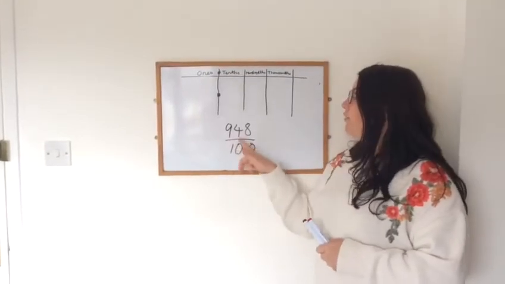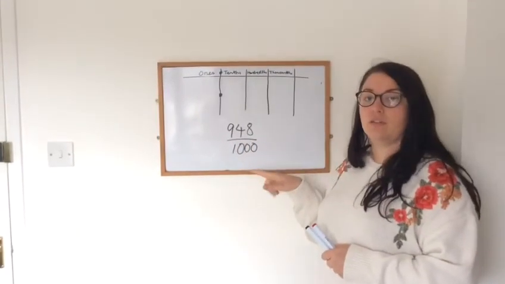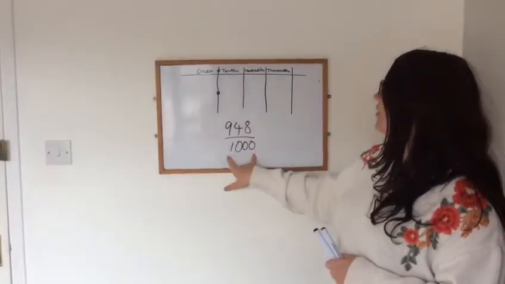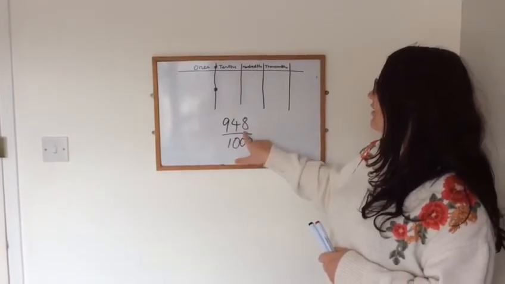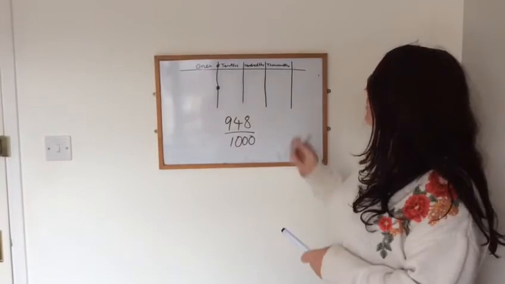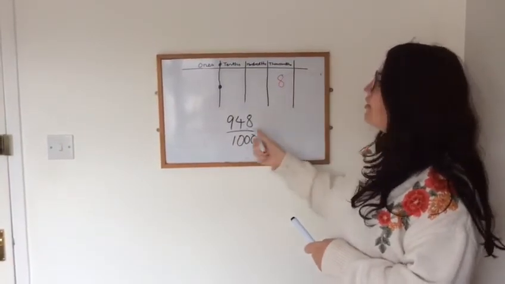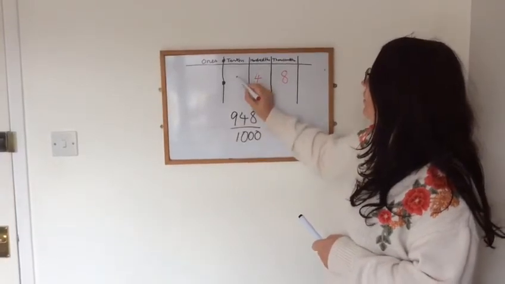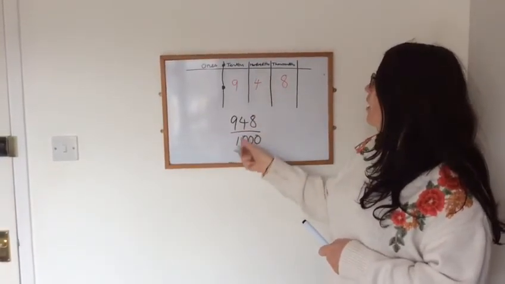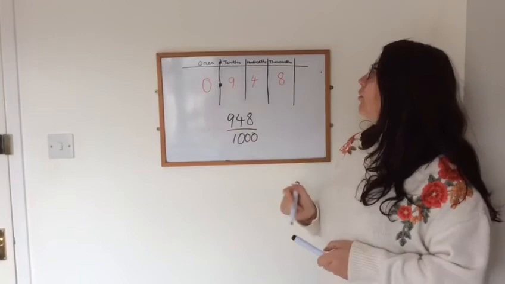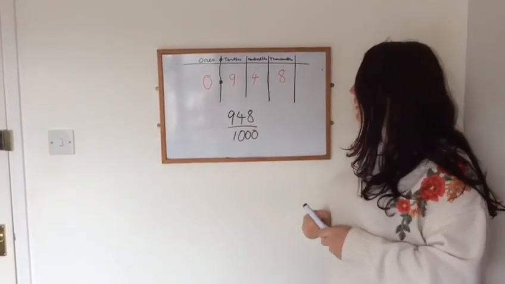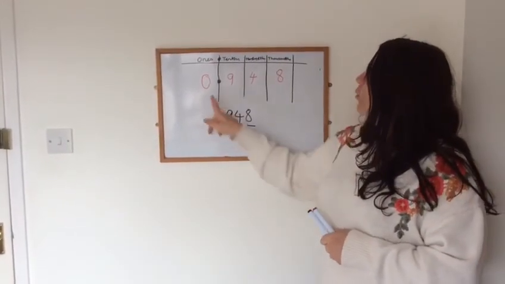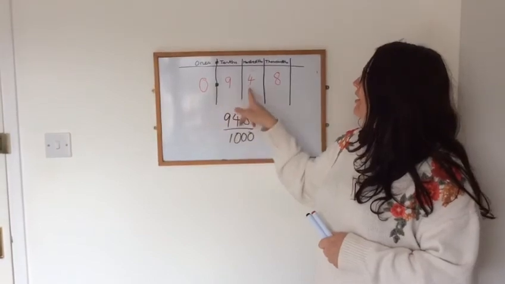Okay, so for 948 over 1,000, it's out of 1,000, so the last digit, the 8, is going to go in the thousandths column. And then you can just count backwards. So the 4 goes in front of that, the 9 goes in front of that. It doesn't go over 1,000, so we have 0 whole numbers. So 948 out of 1,000 will be converted into 0.948.